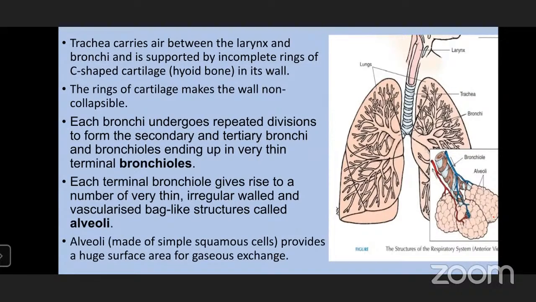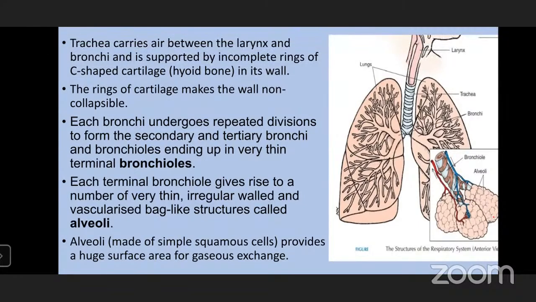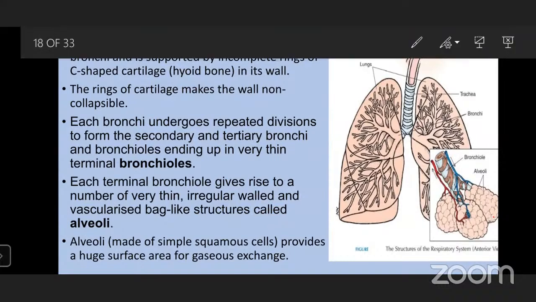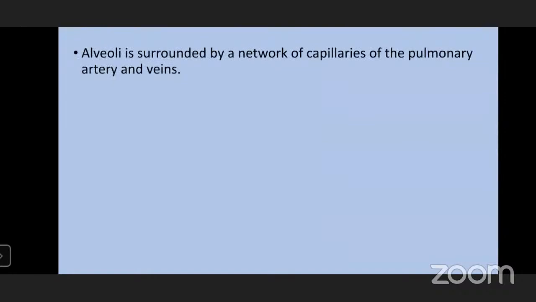Now these alveoli are made up of simple squamous cells. Squamous cells we have seen in the epithelial tissues, right? They are flat cells. Why are they made up of simple squamous cells? Only because they are flat and they provide more area for gaseous exchange, because gaseous exchange here takes place by the process of diffusion. So the more the area, the more the diffusion. So these alveoli are made up of simple squamous epithelial tissue so that they will provide more surface area for the exchange of gases.